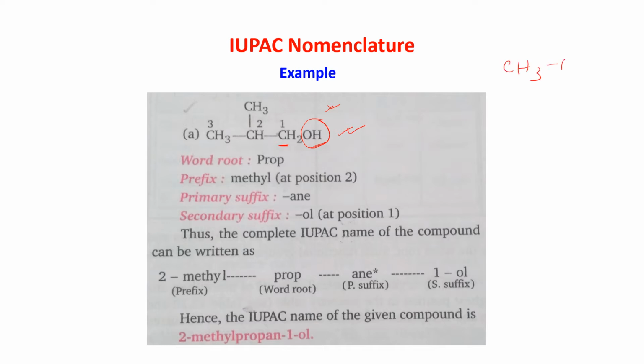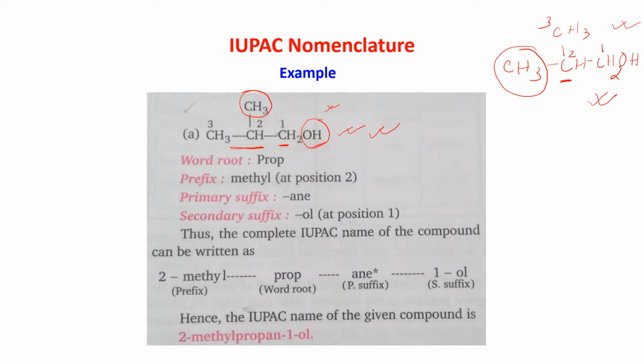Now I can give the numbering in this way also. Suppose it is CH3, CH, CH3, CH2, OH. Now I can give the numbering 1, 2 and 3. In both the cases it is the same, because if I am numbering in this way, then this CH3 is coming as your substituent, and if I am numbering in this way, then this CH3 is coming as substituent. In both cases, the substituent is present on number 2 carbon atom. So whether you are giving the numbering in this way or this way, both are the same.